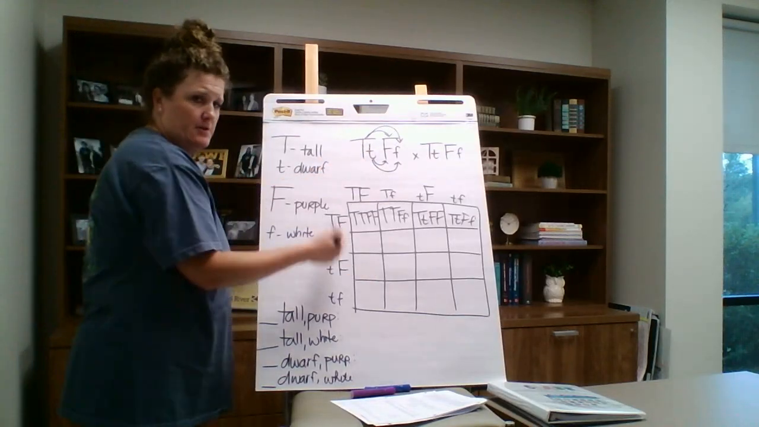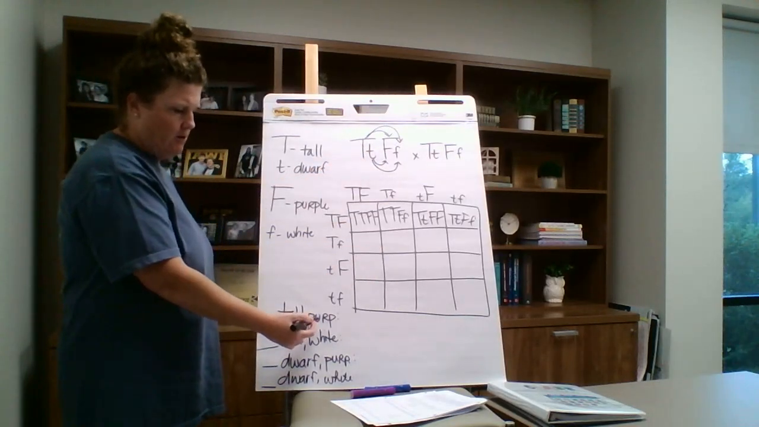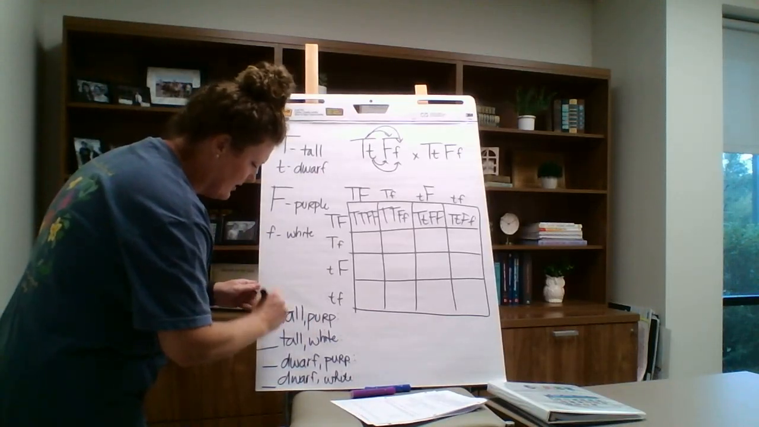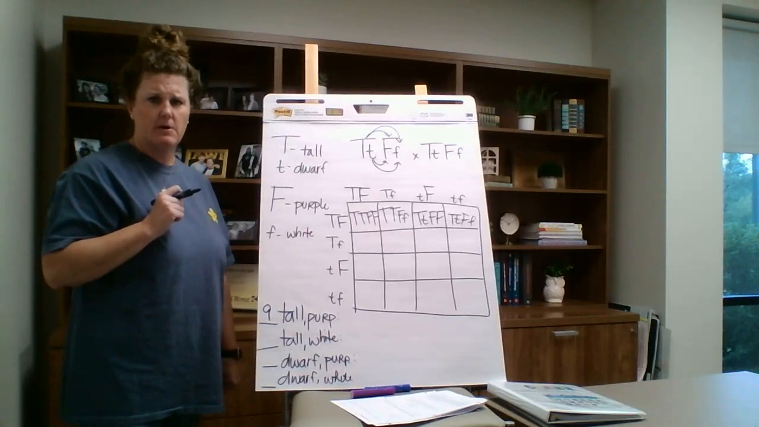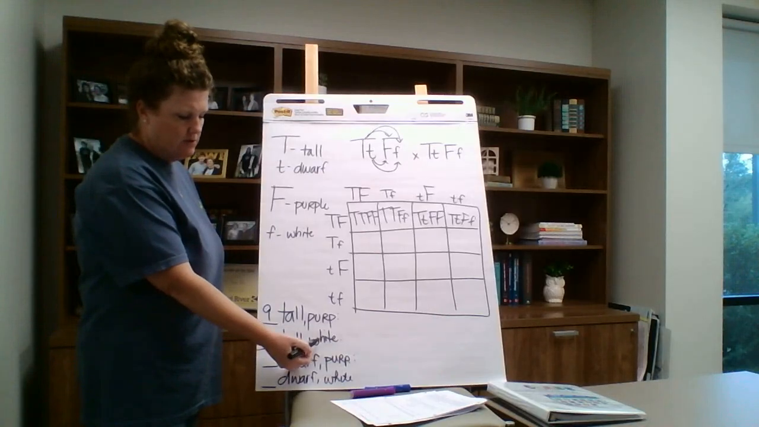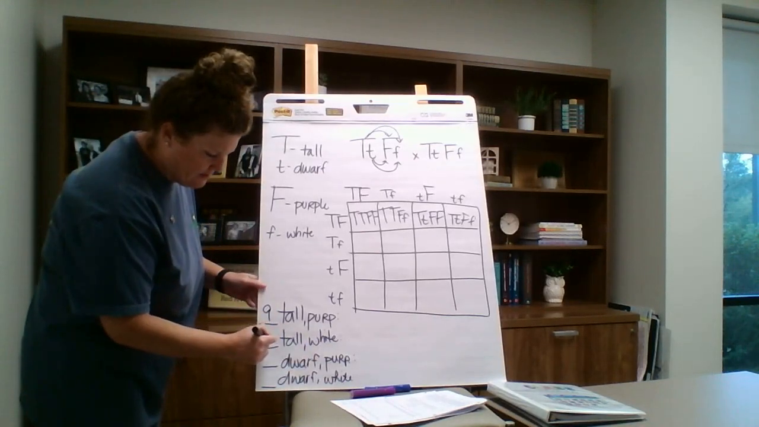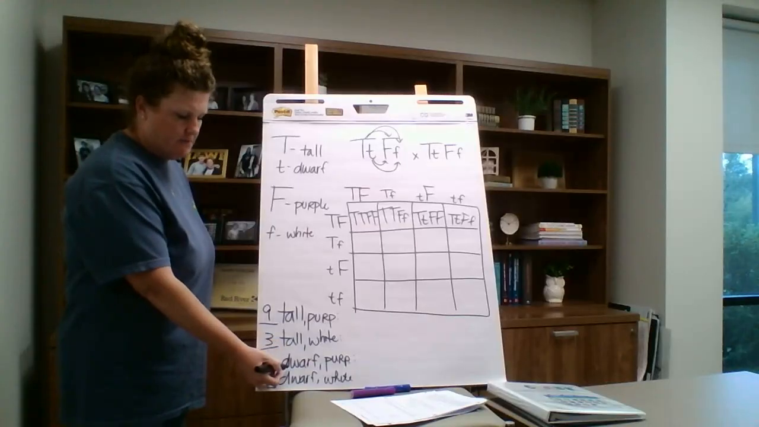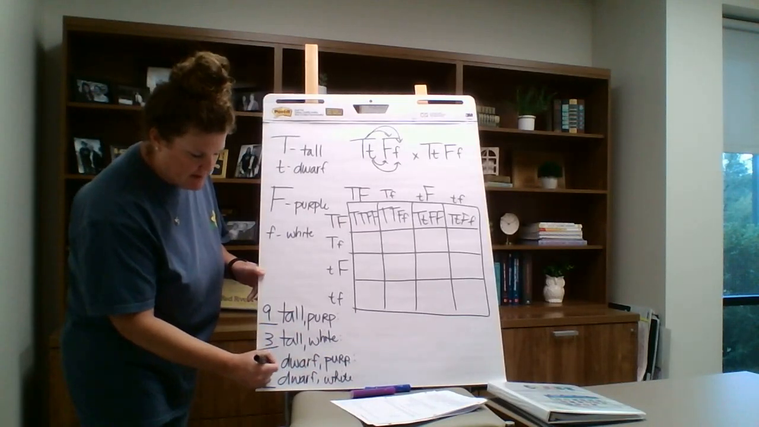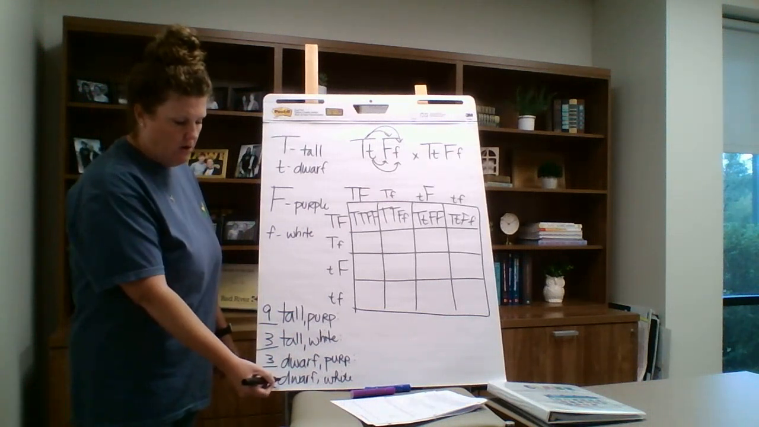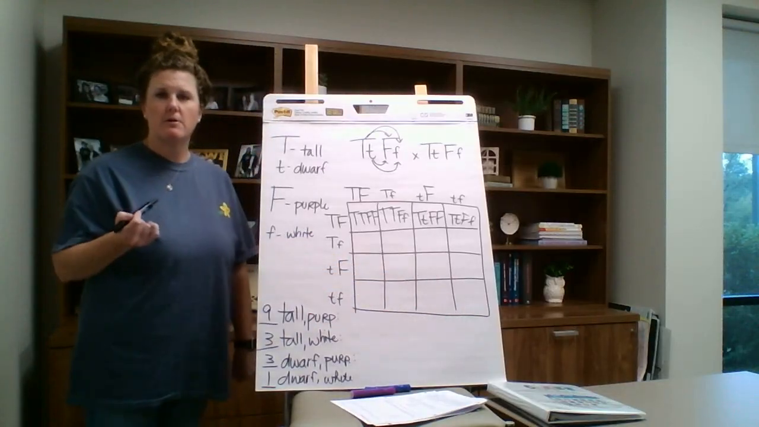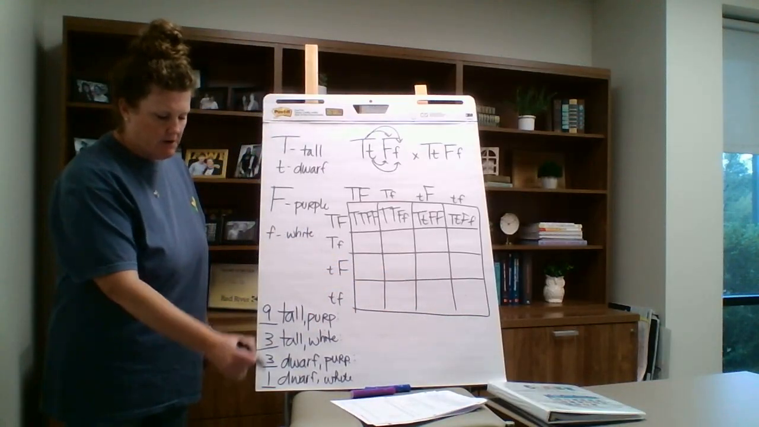Now, if you had all of this filled out and you counted your tall and purple, you're looking for boxes that have a big T and a big F, you're going to find that there are 9 that are tall and purple, okay? When you count how many big T's but only little F's, you're going to find 3 of those. Okay, for dwarf, you're looking for only little t's, but at least 1 big F. You're going to find 3 of those. And then all little letters, there's only going to be 1, and it's going to be right down here in this corner. Okay, so this right here is what we call our phenotypic ratio.